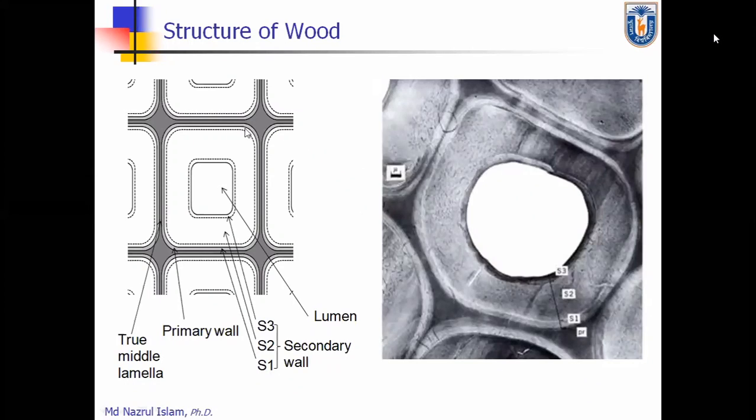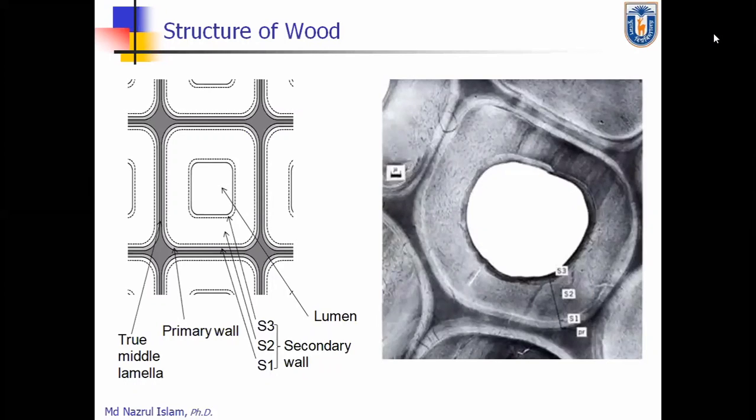So if we look at the cross section of the cell, you will see the primary wall, that is the outer part, and in between two cells there is some gap. When you separate the cells, that blackish portion that goes with the cell, we will say that is the middle lamella, part of the middle lamella. And if we can identify that middle lamella, then we will say true middle lamella. If we cannot identify the middle lamella when you separate the cell, then that goes with the primary wall.